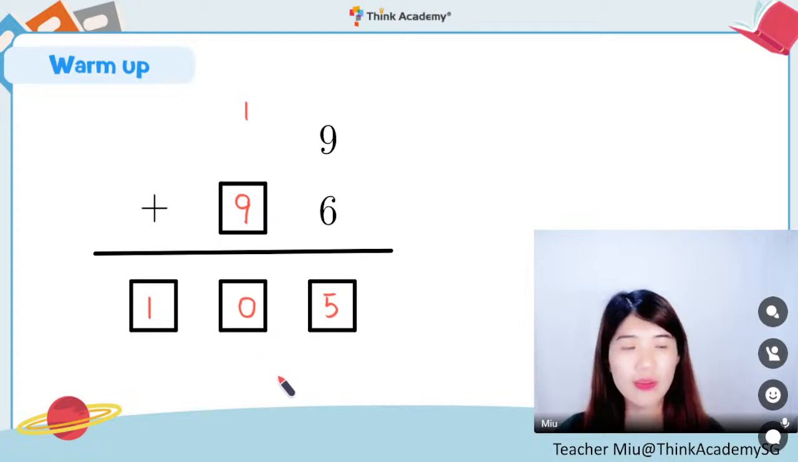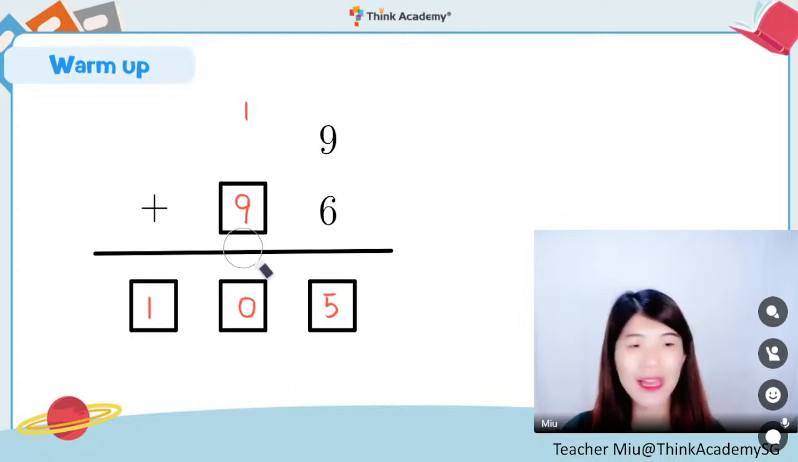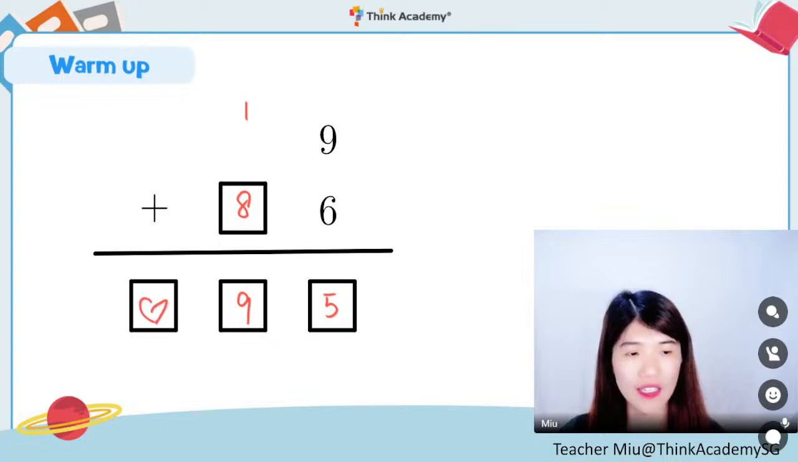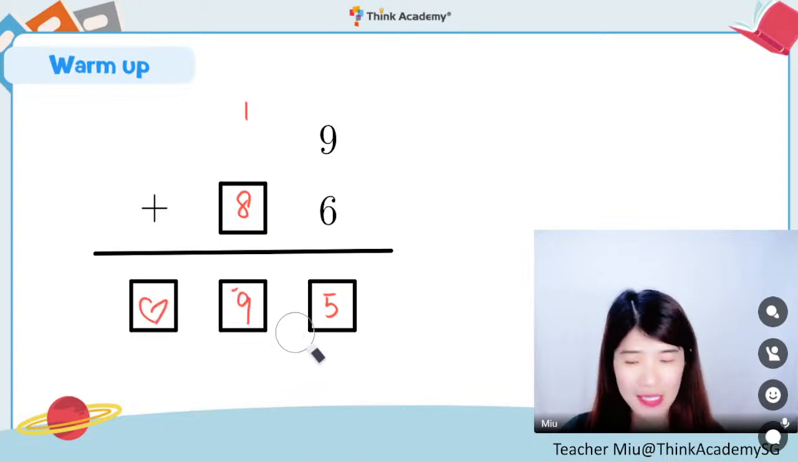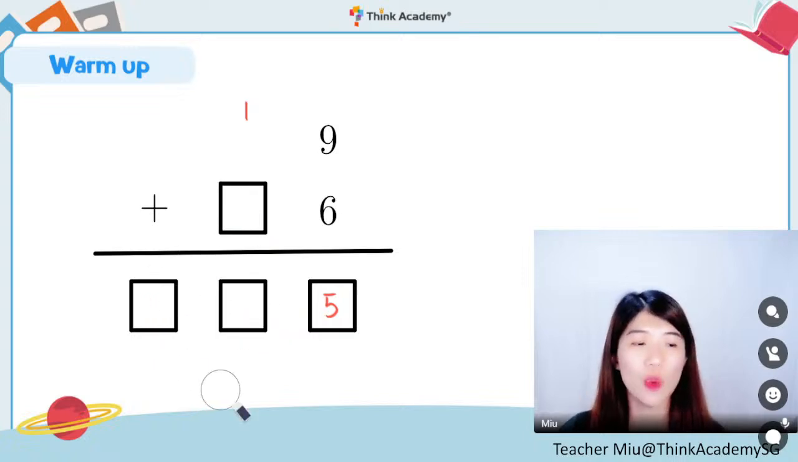Then you might say, can't it be the other one? Okay, let's try. Is it possible to be 8? No, so 1 plus 8, that only gives you 9. What about this box? Not possible, right? So there's only one possible way here. That is with a carry over 1. We can add it up with 1 digit, 9, to get a 2-digit number, 10. This is the only possible answer for this part.